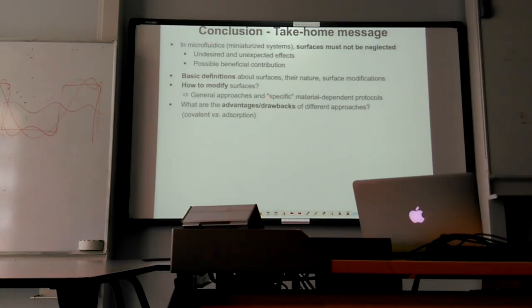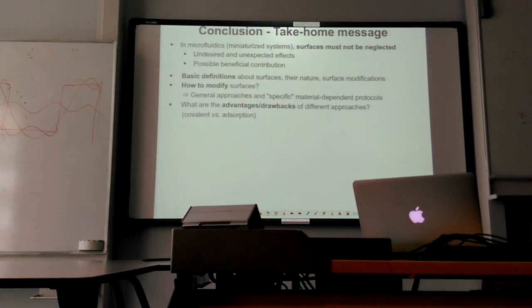And then if you go for a covalent approach, you need to adapt your protocol depending on the nature of your surface. If you work with glass and silicone, you will work with silanization. If you work with gold, you will work with thiol molecules. And for polymers, you have to look at the chemical nature of the polymer, what you have on the surface.